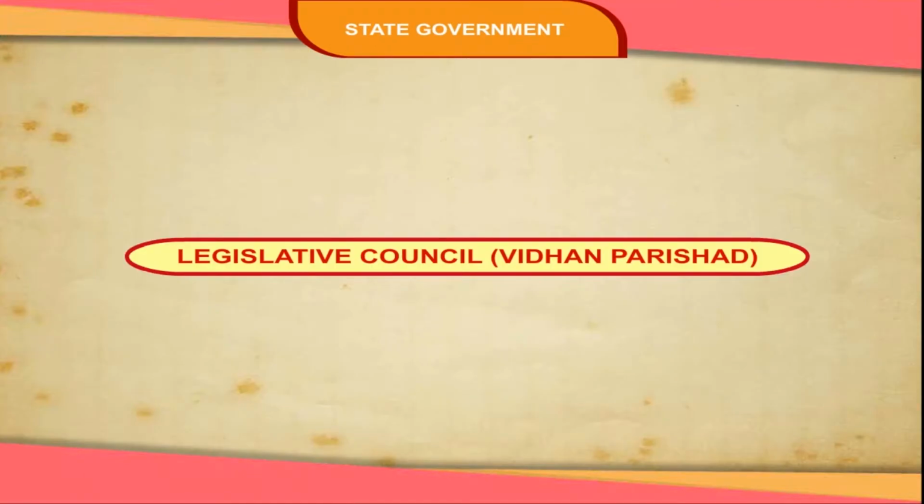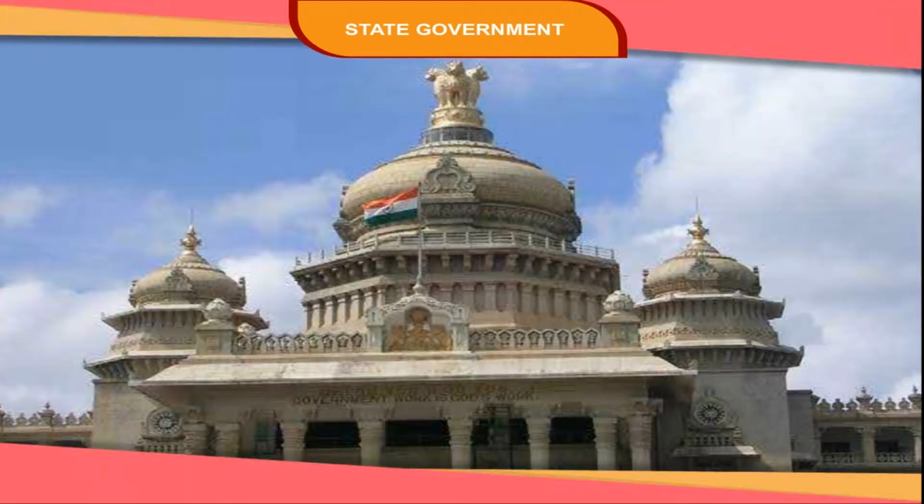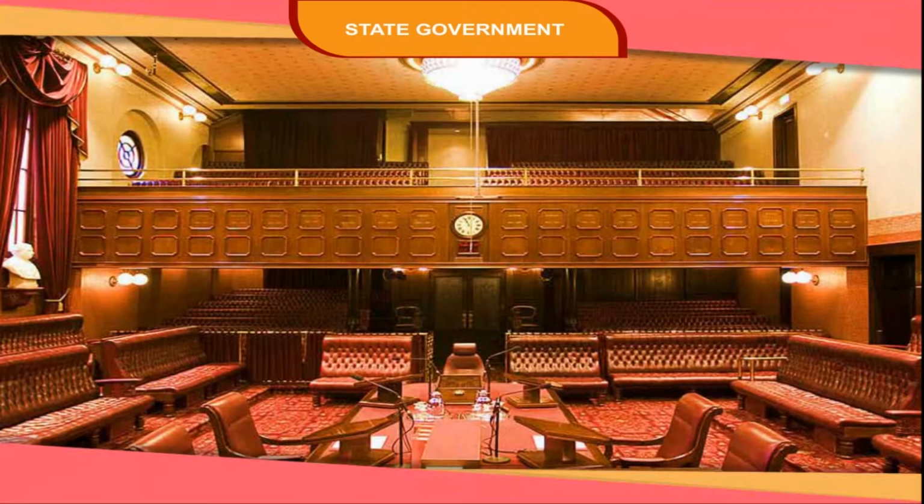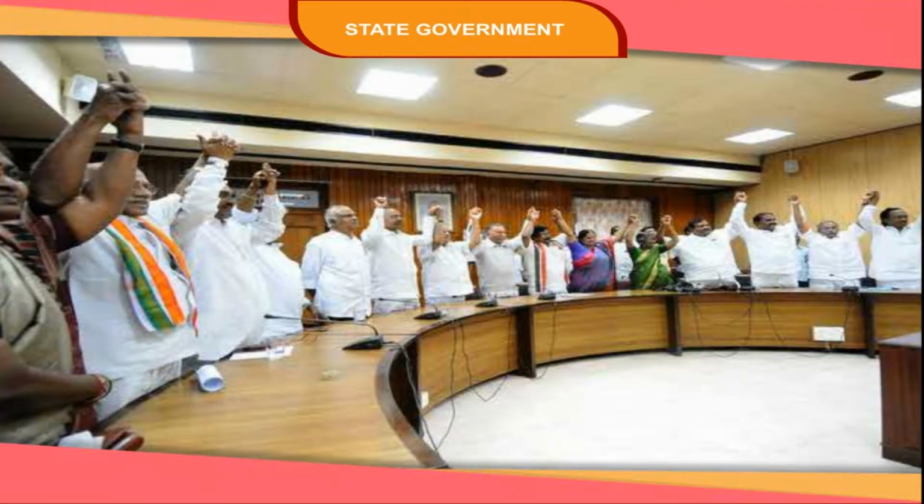Legislative Council, Vidhan Parishad. Legislative Council is also known as the Upper House in the state legislature. The maximum strength of the Legislative Council is 1/3 of the total strength of the Legislative Assembly, subject to a minimum of 40 members. The Legislative Council is a permanent body, as it cannot be dissolved. 1/3 of its members retire after every 2 years, and elections are held for vacant seats. The term of office of a member is 6 years.